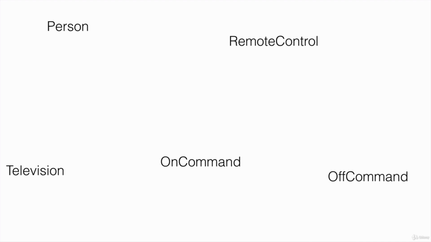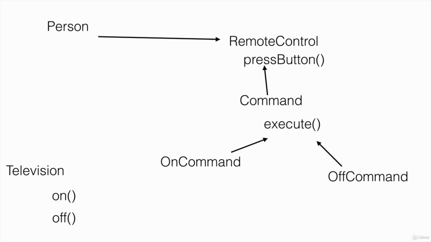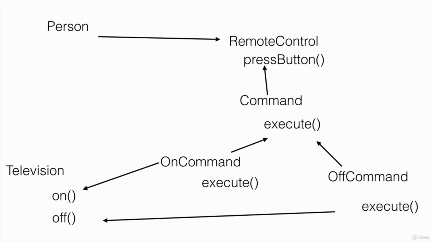Let's consider a person who is watching a television, and he uses a remote control typically to perform several operations, but let's simply take the on and off operations. And let's see how the command pattern fits in here. Here, the person is the client who wants to execute the on and off command on a television. The remote control is the invoker. So he uses the remote control to invoke a particular command by pressing a button.